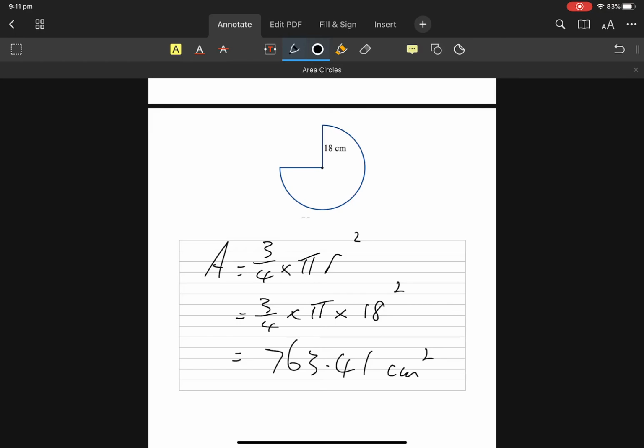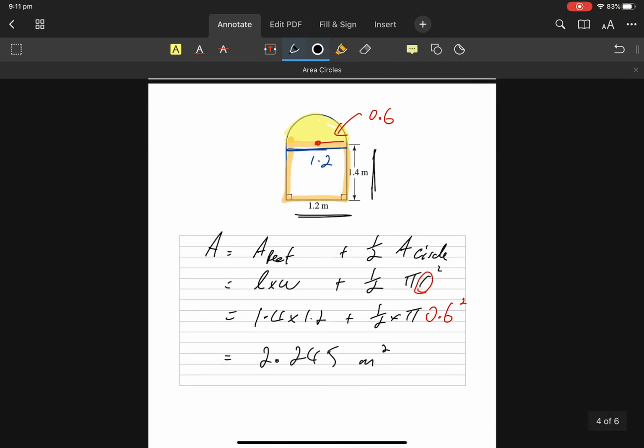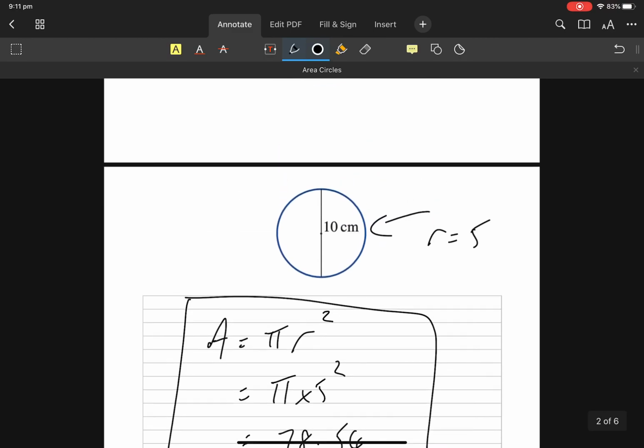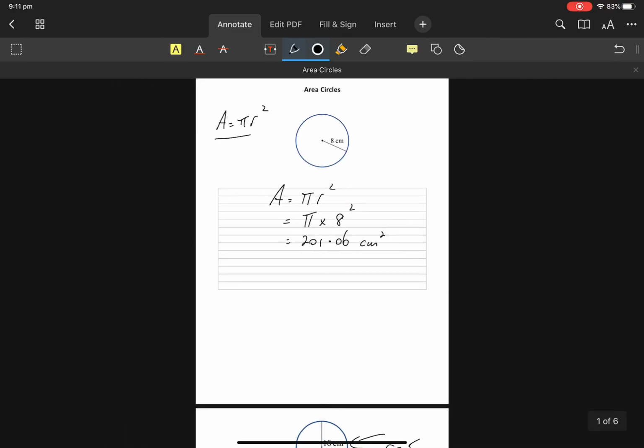Just make sure you know how to get that pi button in your calculator. Try and be methodical and logical. Use colours. Can you see how easy it is when I've got those colours happening? You can really make sense and not get lost. Okay, make sure you do some practice.